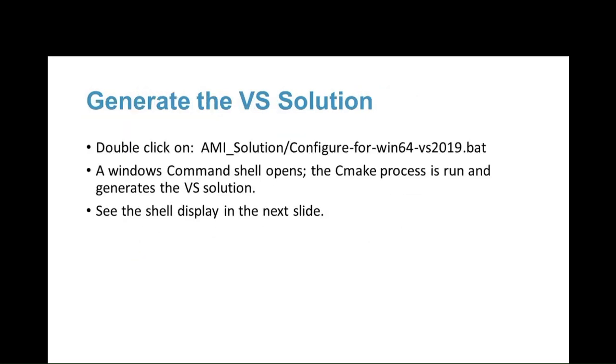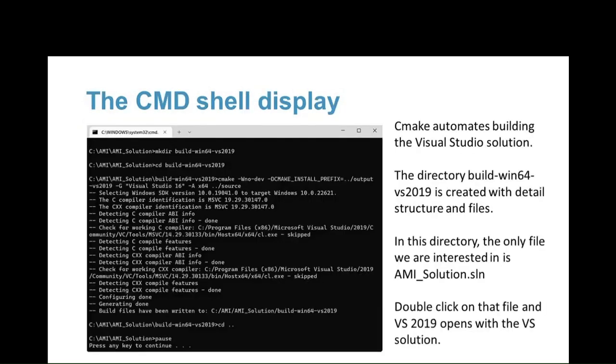You double click on the configuration.bat file. When you do that, Windows Command Shell opens up and the CMake process is run and generates the Visual Studio solution. You'll see this in the next slide. So here the Command Shell display is shown and the CMake automates building the Visual Studio solution. The directory build-win64-Visual Studio 2019 is created with all the detailed structure and files needed by Visual Studio.